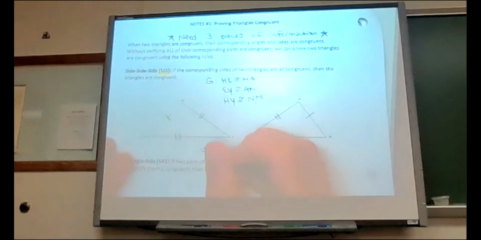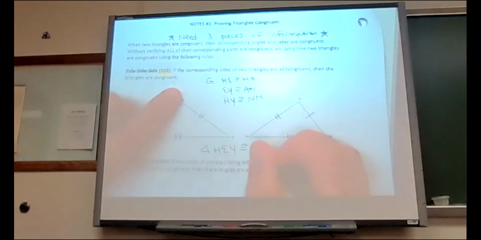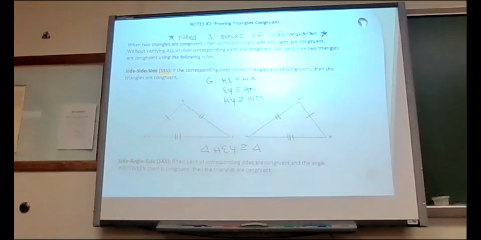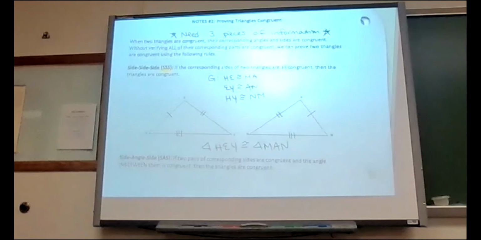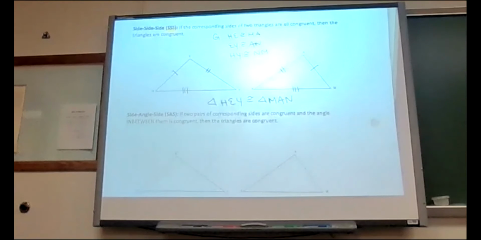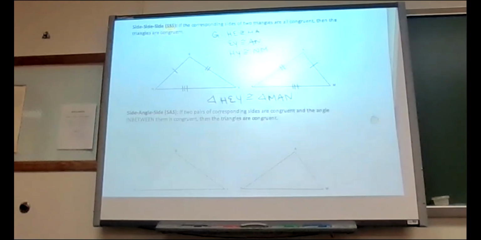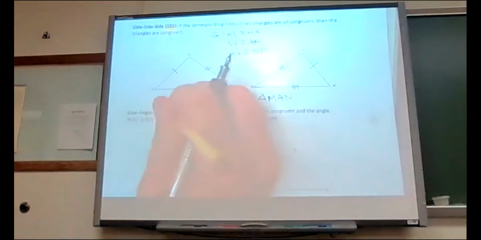So triangle HEY would be congruent to what triangle? Triangle MAN. Exactly. So that's way number one. By the end of this unit, we'll have 6 different ways that we can prove this. We're starting with 3. The second way that I can prove that my triangles are congruent is side angle side, or SAS.